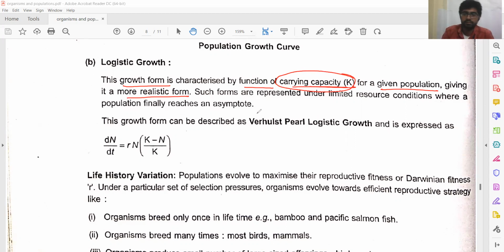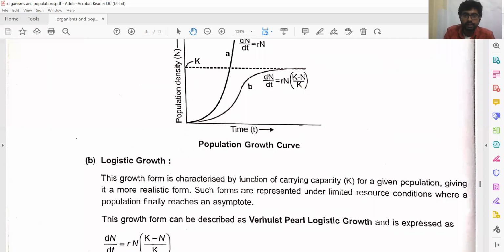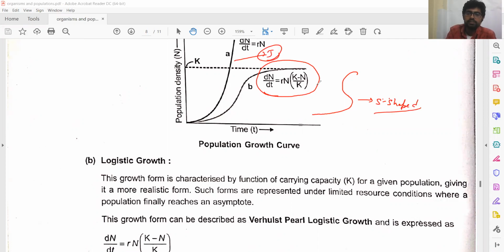That is why it is more realistic. This growth form was given by Verhulst-Pearl. So it is also known as Verhulst-Pearl logistic growth, and the expression for this is dN by dt is equal to rN into (K minus N) by K, the carrying capacity term. And what you see here is, yes, this. This is again a sigmoid graph. S-shaped graph is there, isn't it? So in the earlier case, you are finding a J-shaped graph. Here you are finding an S-shaped graph. Okay.